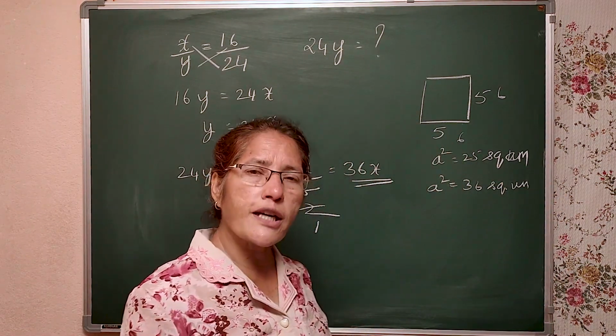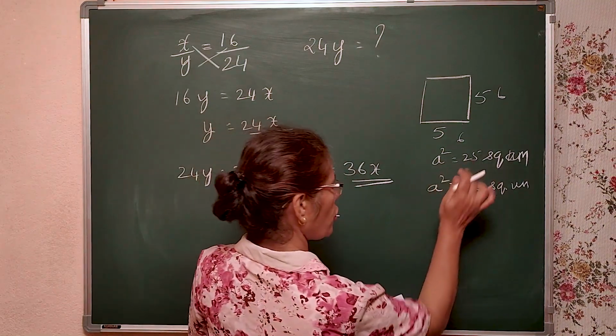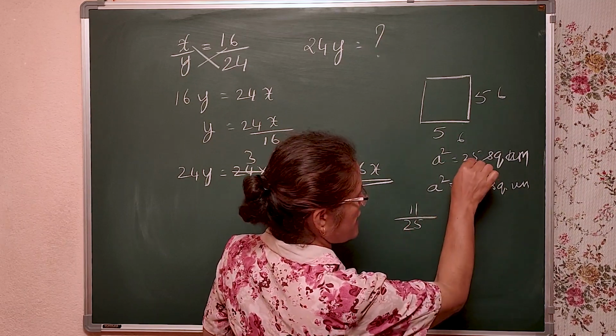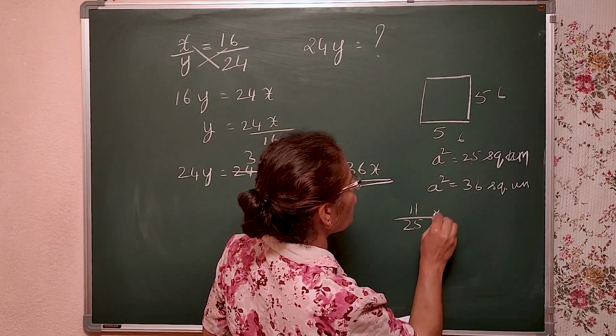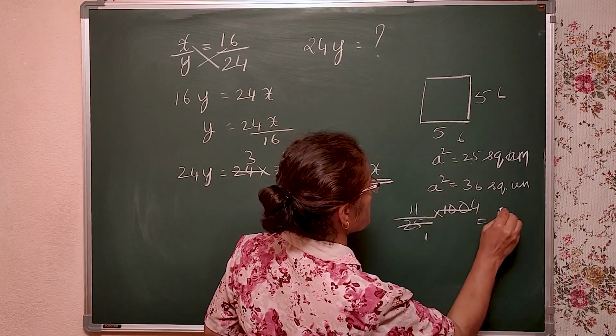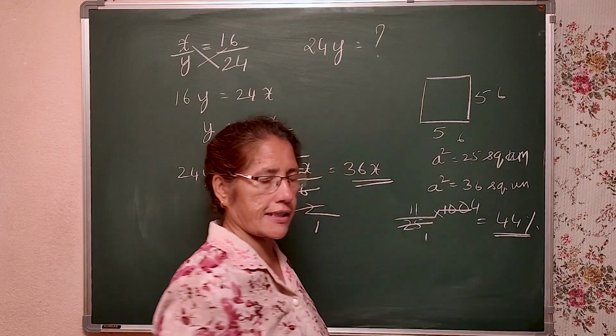So by what percentage is the area increased? Out of 25, 11 is increased. 36 minus 25 is 11. Out of 100, how much? 25 fours are 100, so 11 fours are 44. 44% is increased.